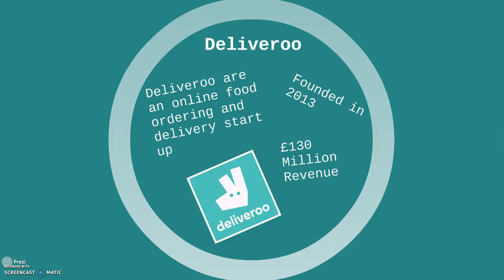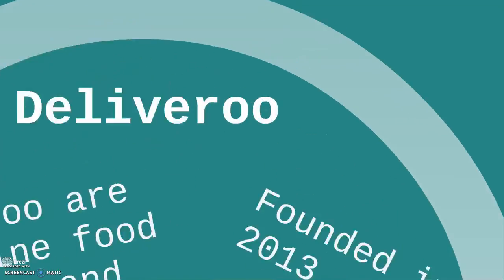Deliveroo are an online food ordering and delivery startup founded in 2013. The company originated due to the owners finding it nearly impossible to get quality food delivered in London. Therefore, they set out to bring quality food from local restaurants to your door. They currently operate in 12 countries, including Hong Kong and Italy.